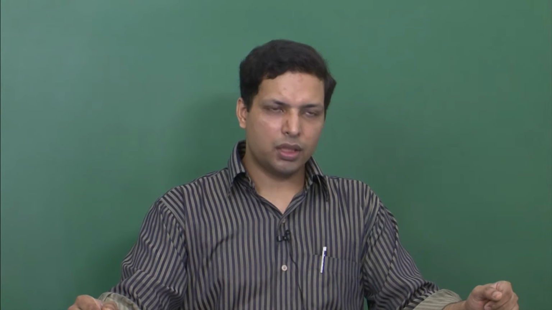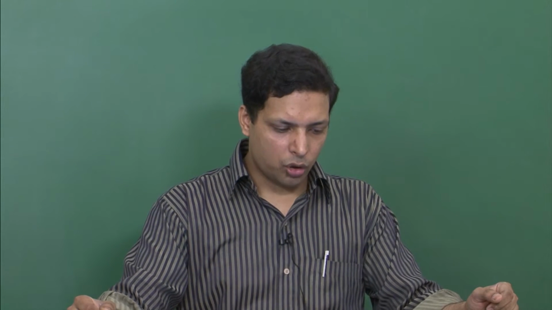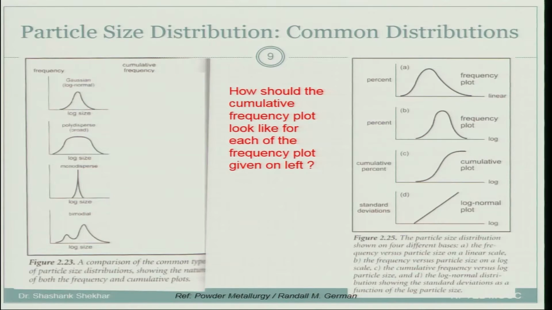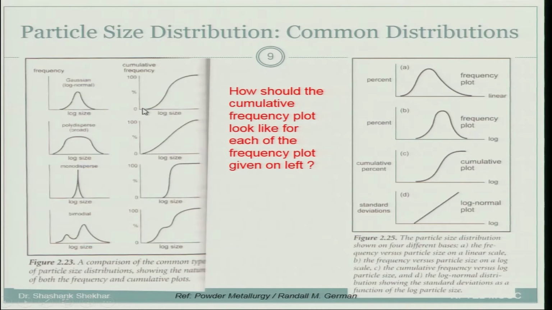So, we come back to this particular slide. I hope you have tried to draw the plots, the cumulative plots. So, now let me reveal how the cumulative plot would look. The first one is very easy, it is a simple sigmoidal curve. Now, when you have a very broad distribution, as you see in this particular case, this cumulative plot also becomes very wide, or the slope becomes very small.